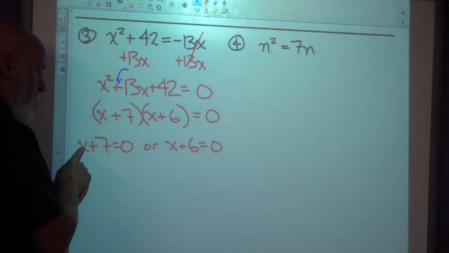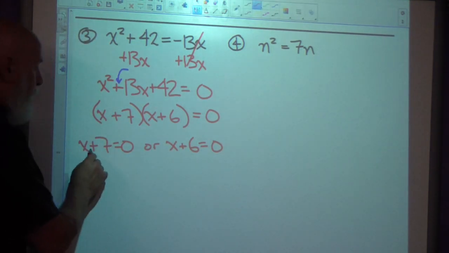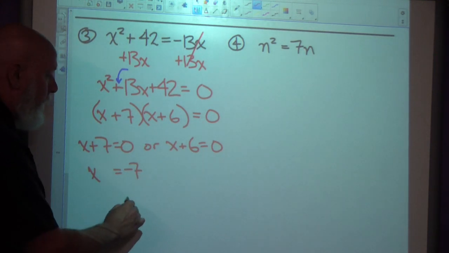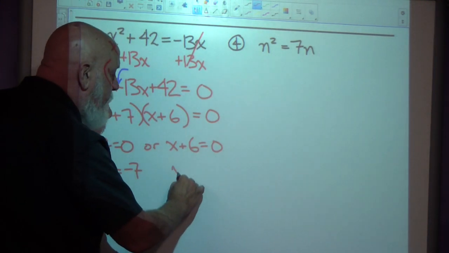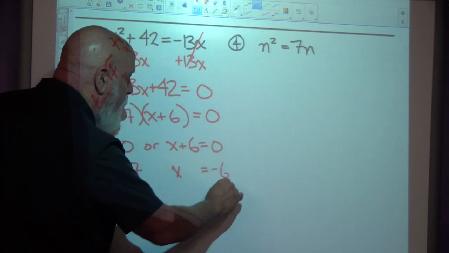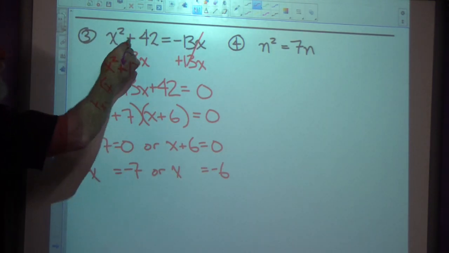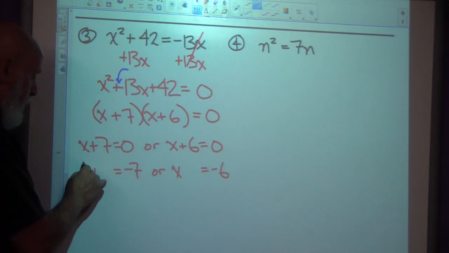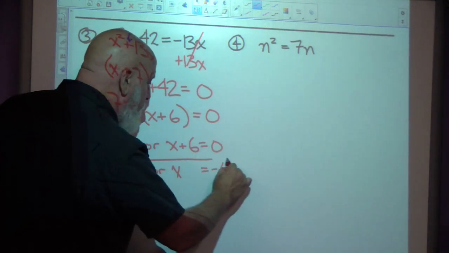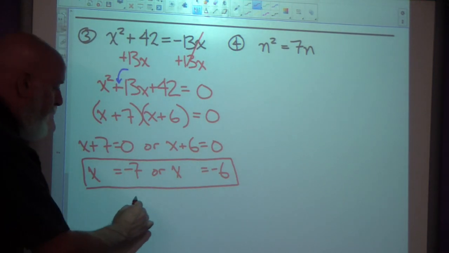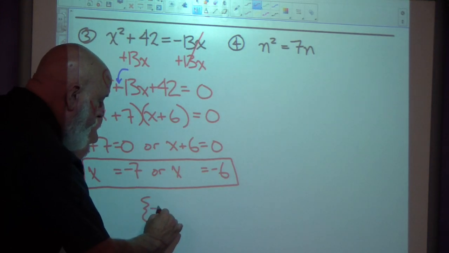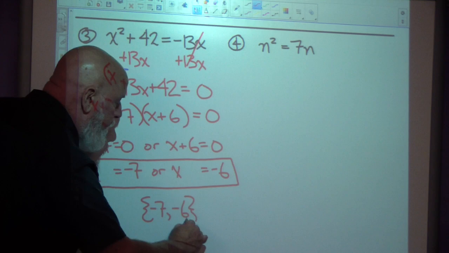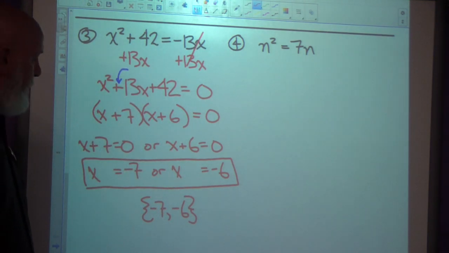Subtract 7 from both sides yields x is equal to -7. Subtracting 6 from both sides yields x is equal to -6. Those are my two solutions to this quadratic equation. Both of these values will make this true unless I made an arithmetic mistake. Those are my solutions right there, and you will often see them written in set notation. The set whose members are -7 and -6 are the solutions to this quadratic equation.